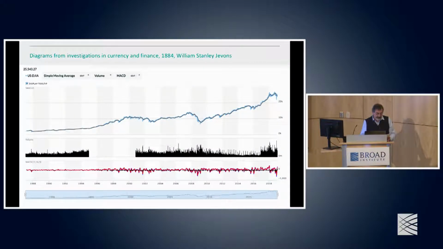This would later give birth to Charles Dow's average of individual stock prices, representing the health of the market by a single line graph.